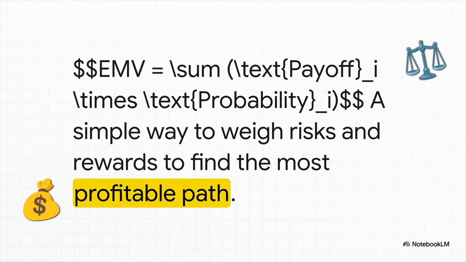And finally, the engine for making smart bets when you're not sure what's going to happen, expected monetary value. It's so simple but so powerful. For every possible thing that could happen, you just multiply its payoff by the probability that it'll happen. Then you just add them all up to find the smartest path forward.